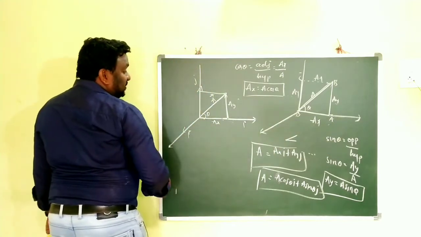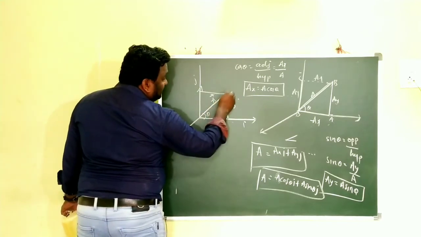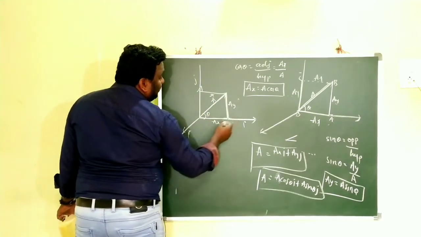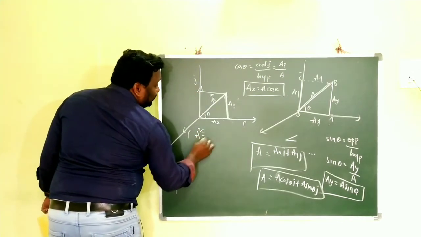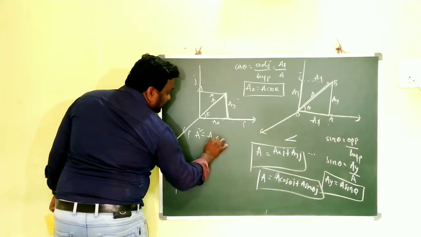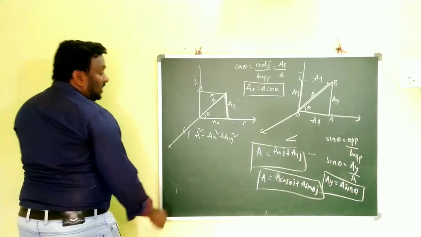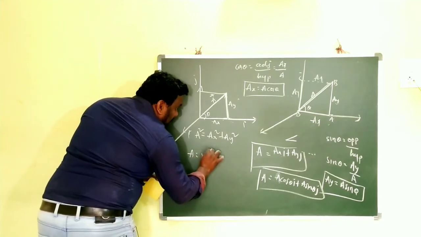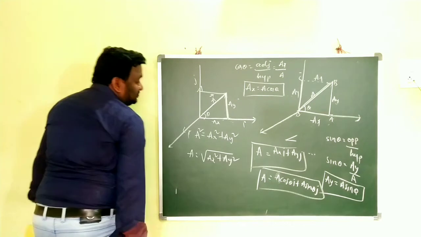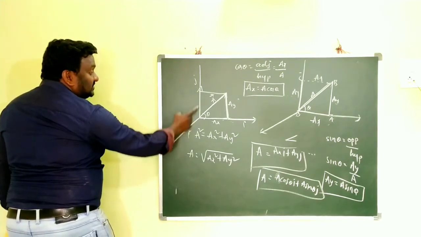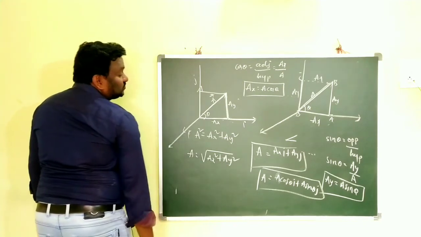Next, children, you have to observe this right angle triangle. According to Pythagoras, what do you write? A square is equal to AX square plus AY square. Or simply, A is equal to under root of AX square plus AY square. This is the magnitude of the resultant vector.